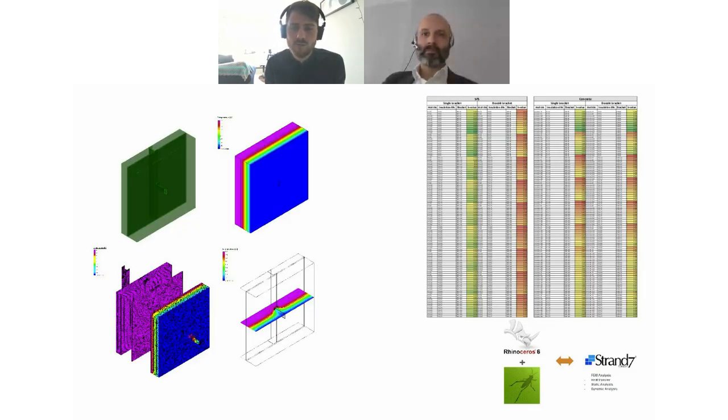Another example is using the parametric nature of Grasshopper. In this example, again looking at thermal bridging, we used Grasshopper to parametrically generate hundreds of typical facade build-ups, different profiles, different insulation thicknesses, and we developed a reference database to use on different projects. So we can look through the database and pick the right build-up for the project without having to model to that level of detail every time.